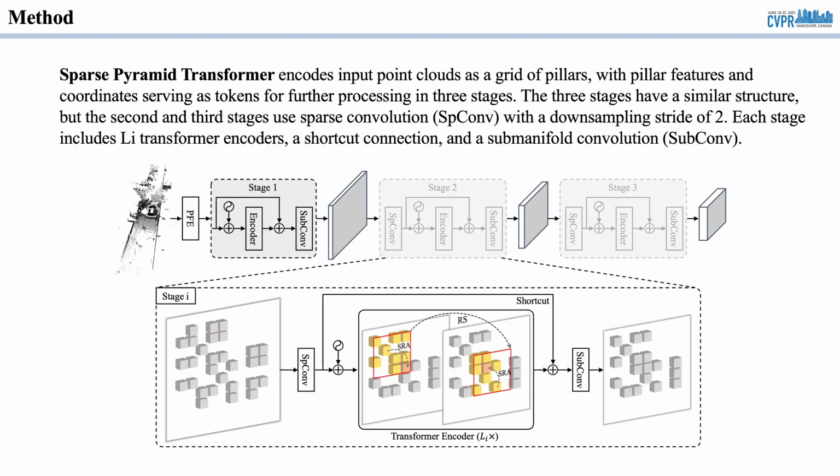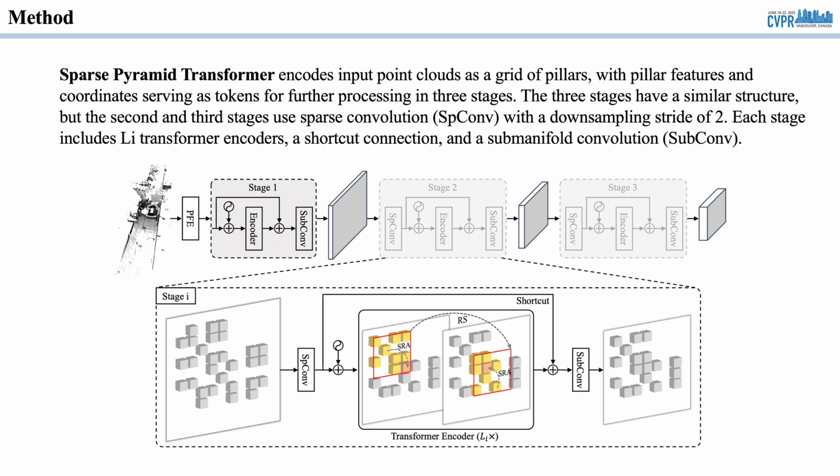To enlarge the receptive field of the visible tokens when deploying extensive masking, we propose the sparse pyramid transformer. Similar to PointPillars, the input points are converted to a grid of 2D pillars on the bird's eye view by the pillar feature encoding module. The tokens are fed into 3 stages to generate feature maps of different scales.